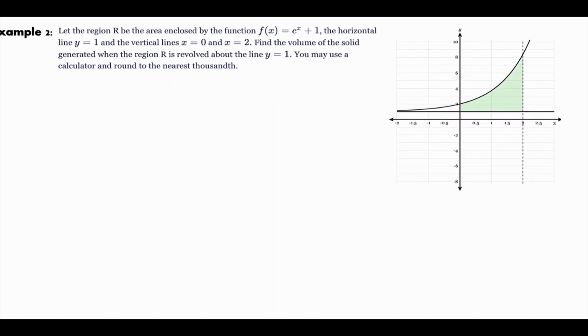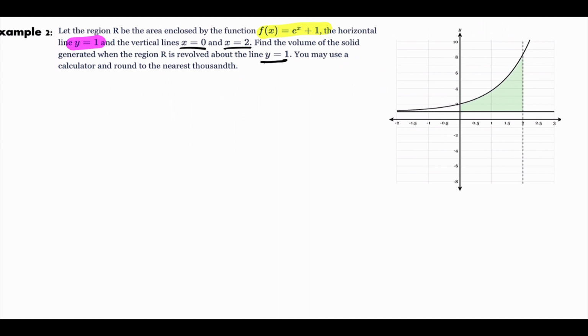So, okay. All right, so here we go. Let R be the area enclosed by the function f of x equals e to the x plus 1. Okay. The horizontal line y equals 1, and the vertical lines x equals 0, x equals 2. Find the volume of the solid generated when R is revolved around y equals 1.